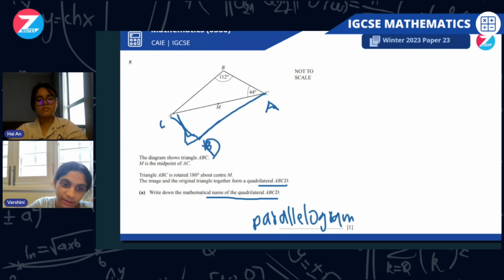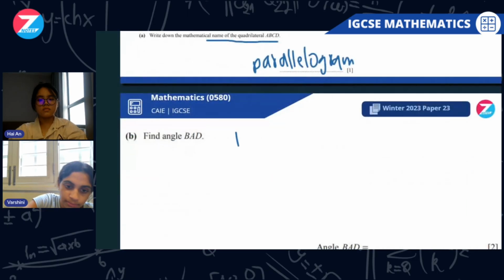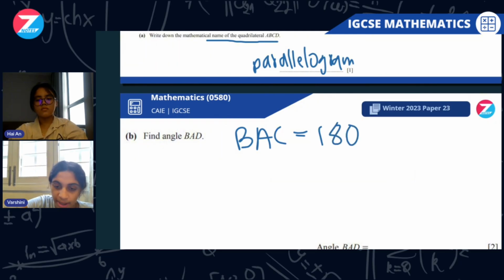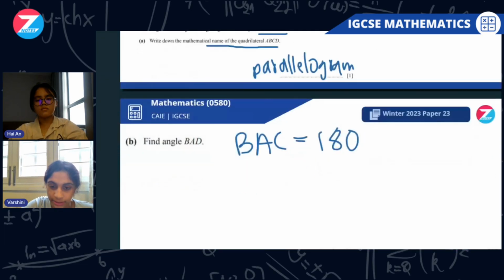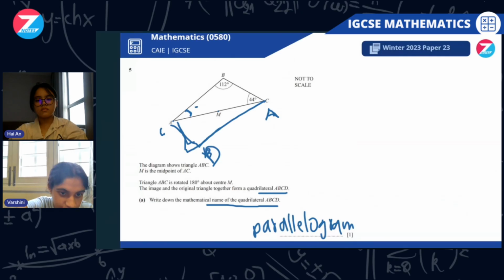Okay, so how do we find that angle? We already know this angle because we know angles in a triangle always add up to 180. So this angle BAC, let's write down BAC, is going to be equal to 180 minus the other two angles, 44 plus 112. If you put that in your calculator, and don't forget to put the brackets, of course, 180 minus 44 minus 112, you should get 24. So we know BAC is 24.